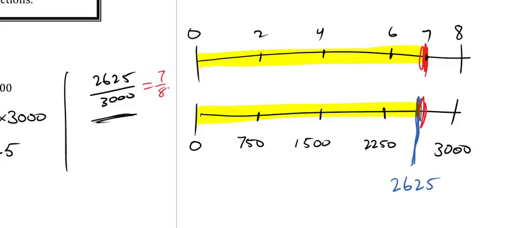You did it on your calculator? Everybody have their calculator out? Get it ready. Does your calculator give you decimal answers? So do 2625 divided by 3,000. Everybody do it. 2625 divided by 3,000. Everybody's done it.